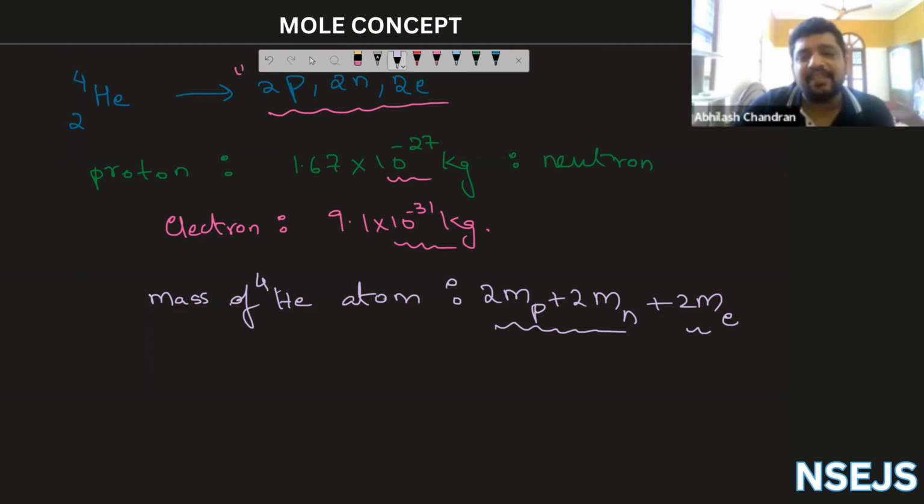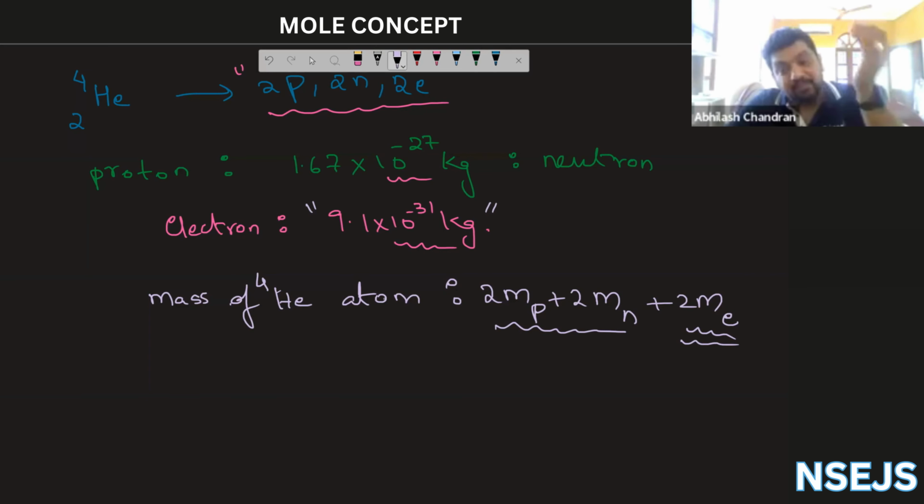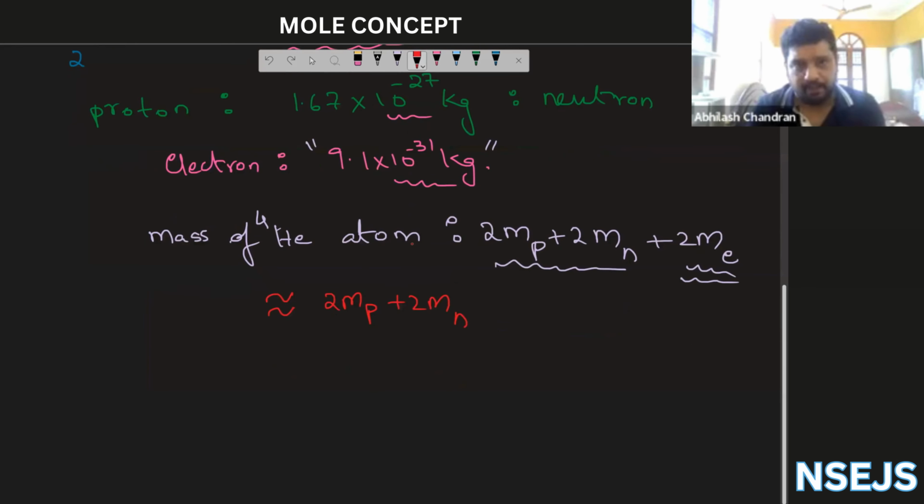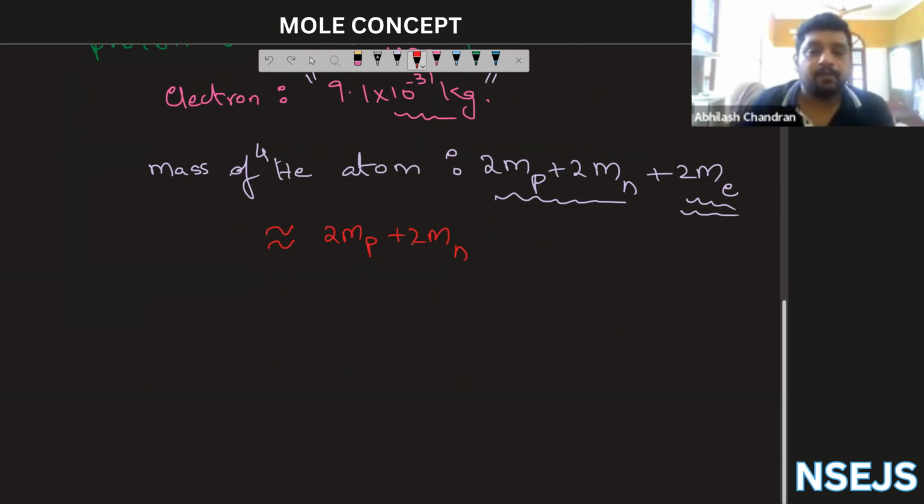This is kind of insignificant because you can see the mass of your electron is way lighter. So I can kind of ignore the mass of an electron when I'm speaking about the mass of your helium atom, right? So I can say that this is approximately 2 times the mass of a proton plus 2 times the mass of a neutron, because this is anyways very, very small. This is kind of negligible, right? So I can say that the mass of your atom will be something like this, helium atom, specifically helium 4.